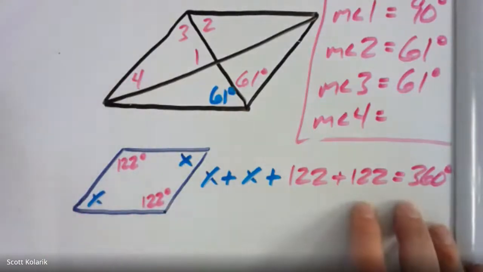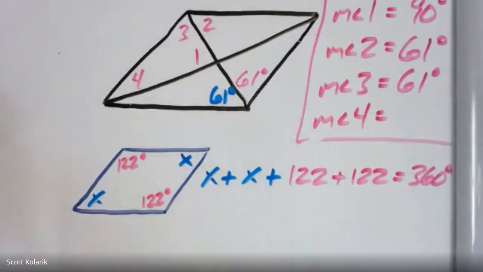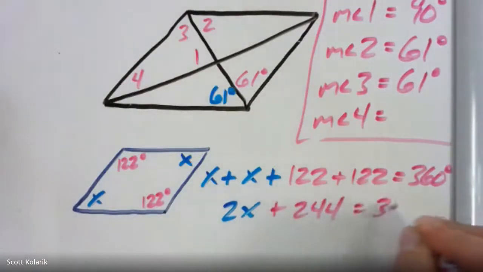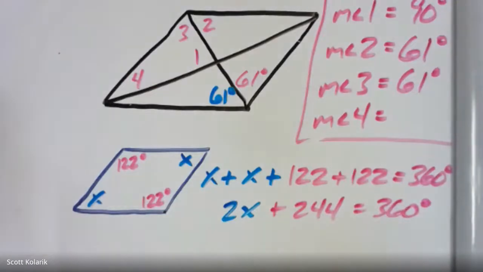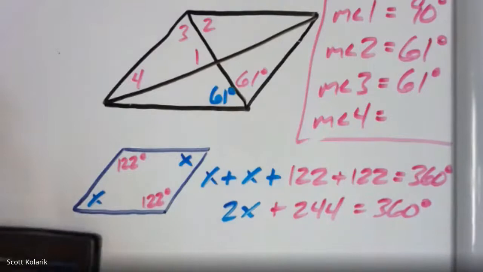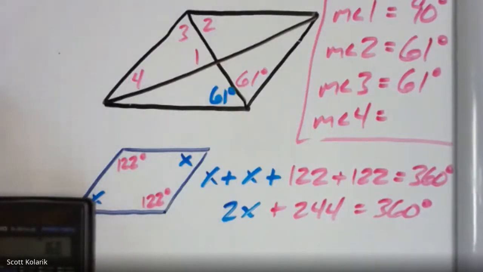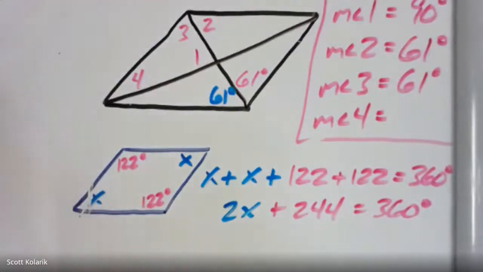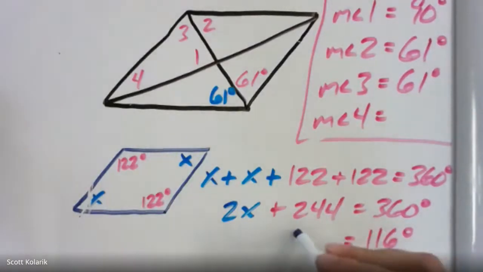Algebraically, I'm going to show that right now. If I collect like terms, x plus x gives me 2x. 122 plus 122 gives me 244. And it's still equal to 360 degrees. So if I subtract 244 from 360, don't be a hero, use a calculator. 360 minus 244 is 116. So if I subtract 244 from each side, 116 degrees is going to equal 2x.